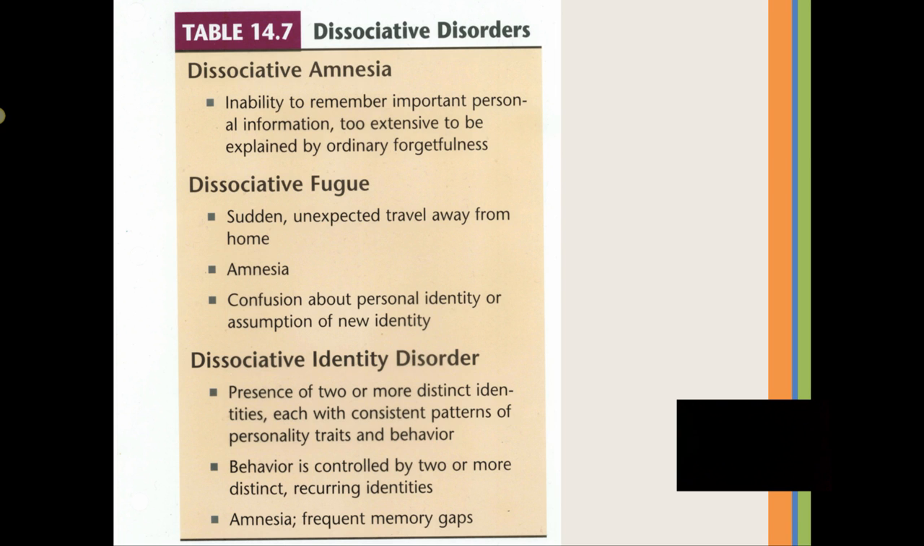A fugue, as you can see on here, is the sudden unexpected travel where they don't know who they are, and they actually assume a new identity. What I say in lecture is they leave their life. One day they go to work and maybe they just don't come home that day, and maybe they had a happy family life and kids and community involvement and no indicators that anything weird would happen.